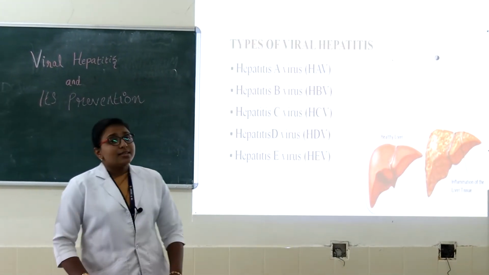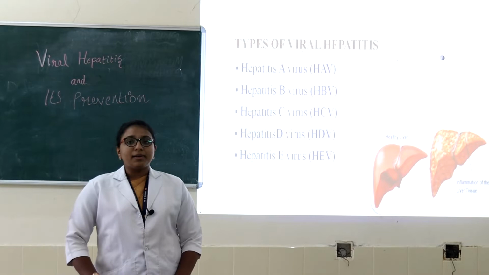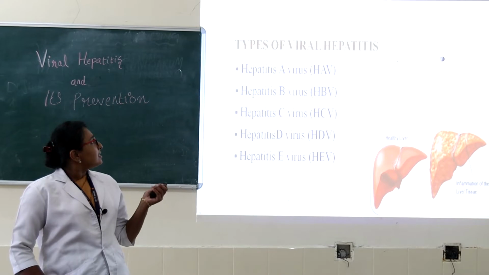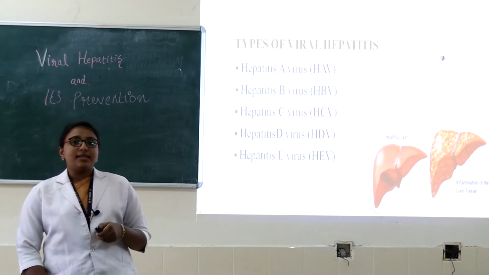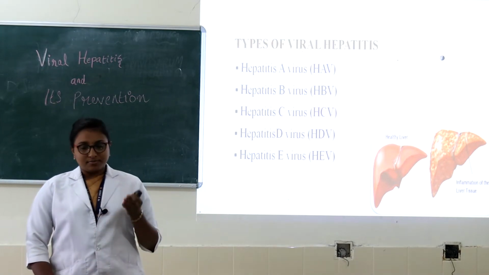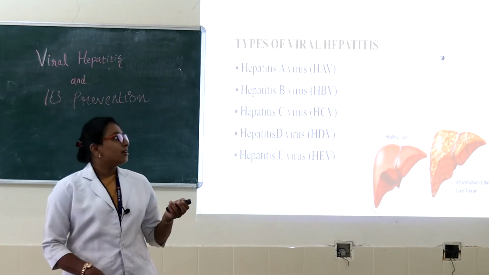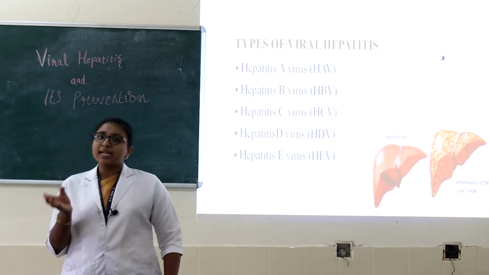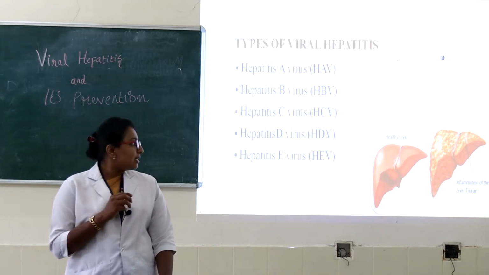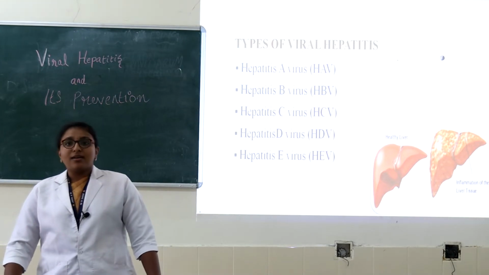So, the types of viral hepatitis: hepatitis A, hepatitis B, hepatitis C, hepatitis D and hepatitis E. Hepatitis A and hepatitis E are transmitted by the fecal-oral route, through contamination of water and food items, and they are acute and short-term diseases. But hepatitis E, when it affects pregnant women in the third trimester, can be fatal.